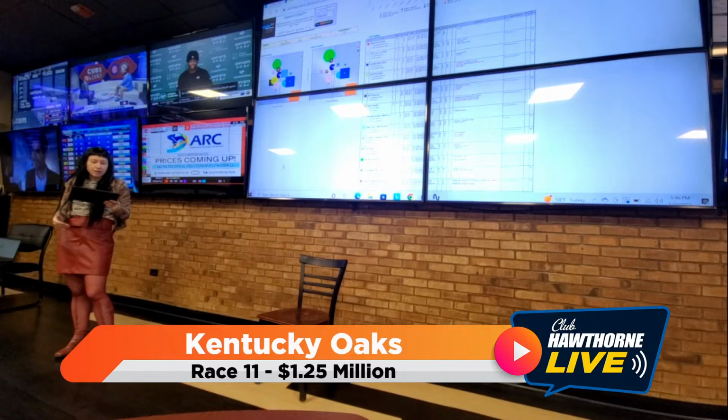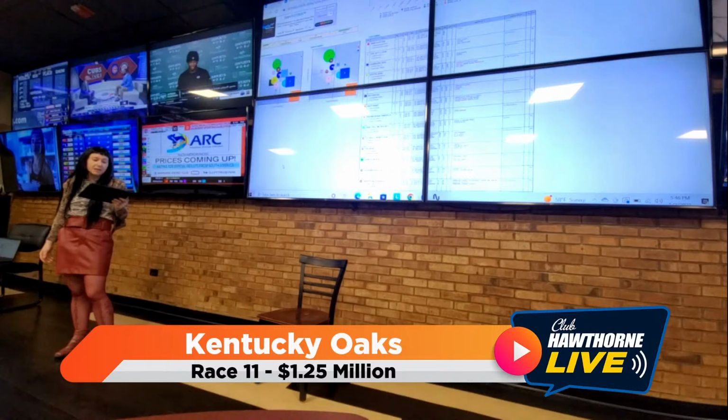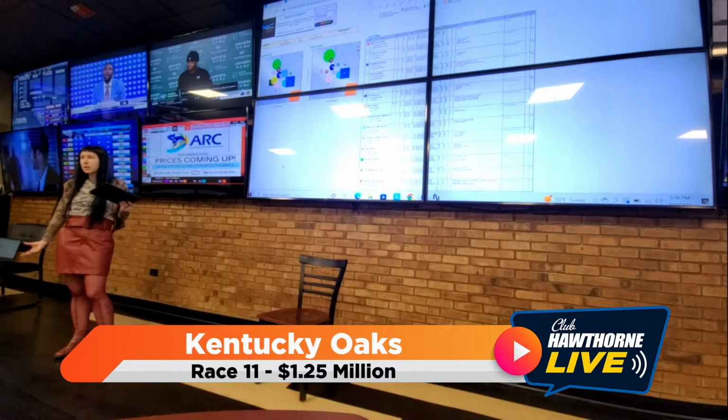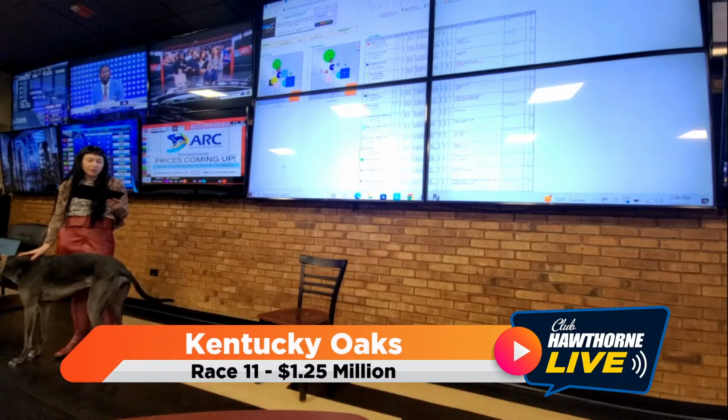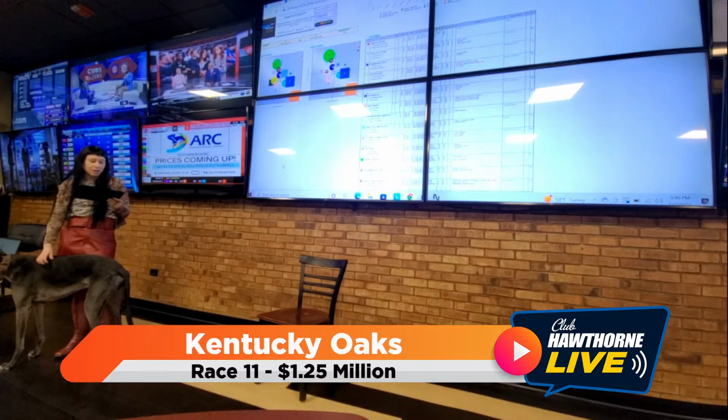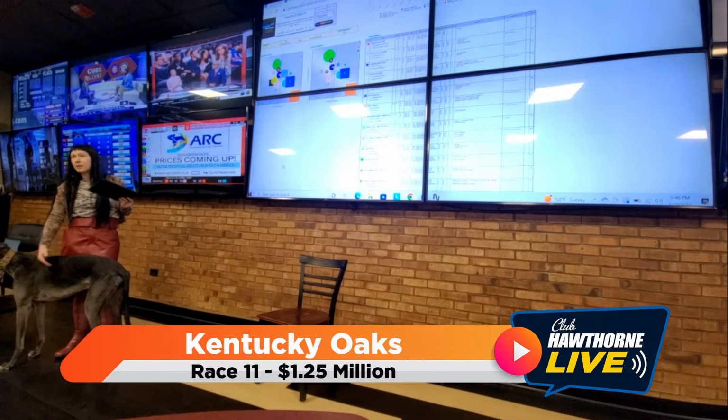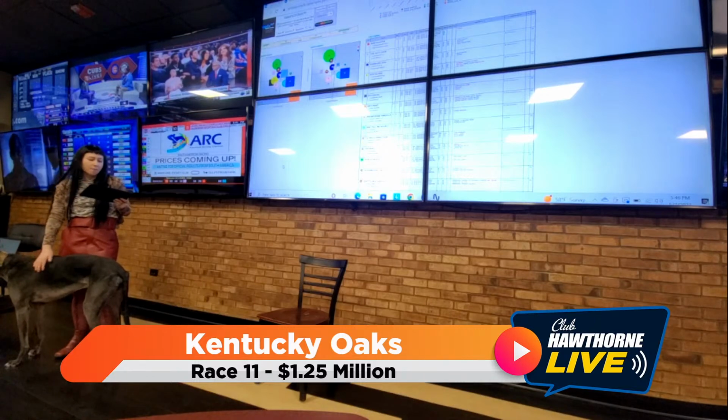She is a multiple graded stakes winner, has 2 grade 1 wins, the Alcibiades and the Breeders' Cup Juvenile Fillies, has been able to show versatility. She is able to win on the lead. She can also pass horses. As far as speed figures, she was on a progressive speed figure pattern up until that most recent race at Keeneland, the grade 1 Ashland.